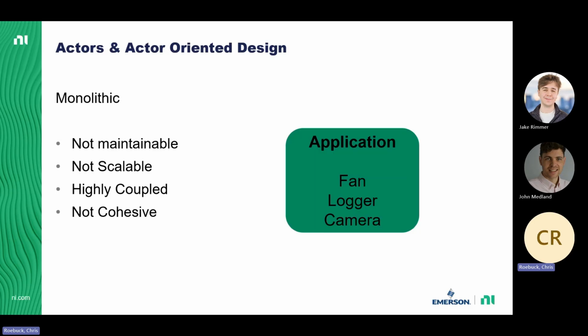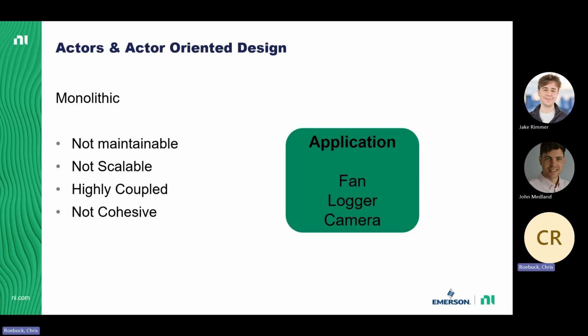We don't want our fan code mixed with our logger code, mixed with our camera code, ideally, because it reduces maintainability significantly. It's not scalable. So why is it not scalable? Well, let's say we want to add a second camera. I've got to go in and start adding additional code and support architecture around that, and potentially interfering with some of the existing code around the logger or the fan, especially if it's this kind of monolithic, cluttered mess of LabVIEW code. It also means that it's highly coupled.